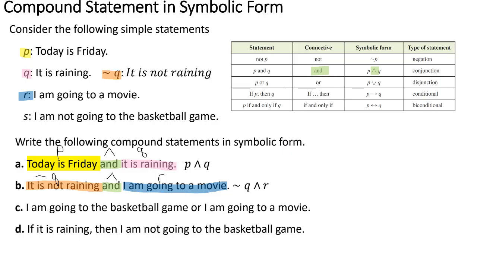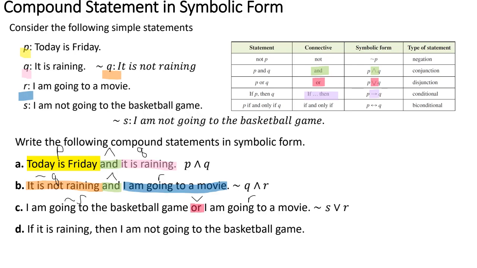But now the connector is or, so that's the V letter. You could see it on the table on the right. I have that or connector. And the last, I'm going to a movie, this is R. So the whole statement in symbols is not S or R, negation S or R.